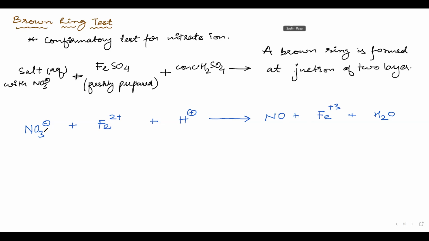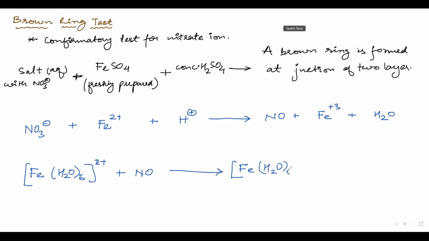When all of them mix, you will get first of all a molecule which is like this, Fe H2O6. We have not done the coordination complexes, otherwise you would know what this is. Here it is in +2 state. Okay, 2 plus. It reacts further with NO. That is why after adding H2SO4, you have to wait for a minute or so, and then you will get Fe with H2O5 and an NO, plus H2O.